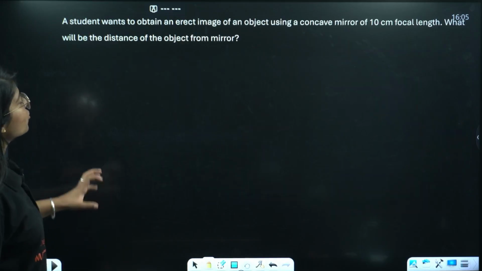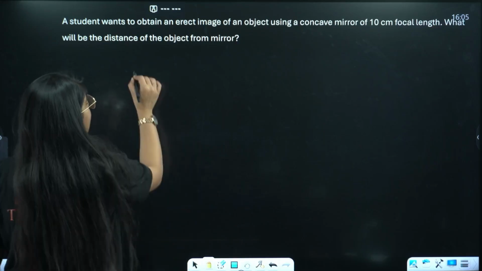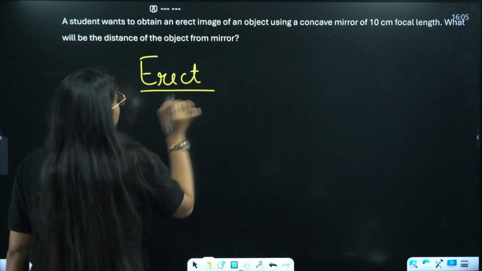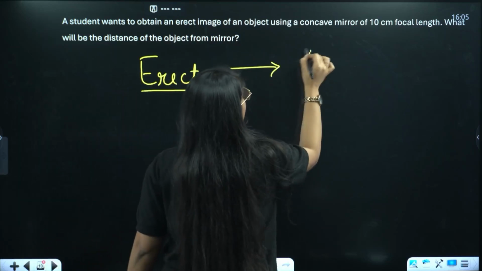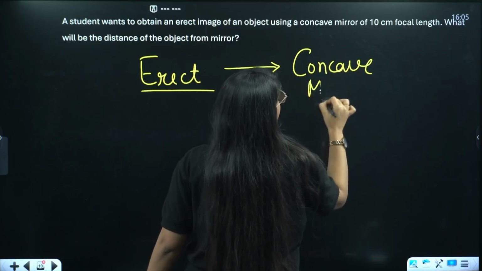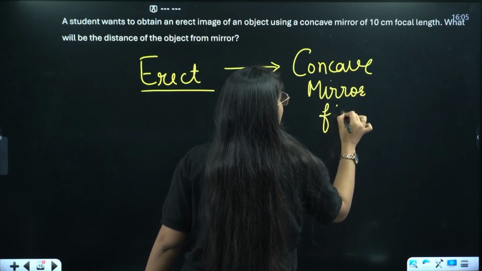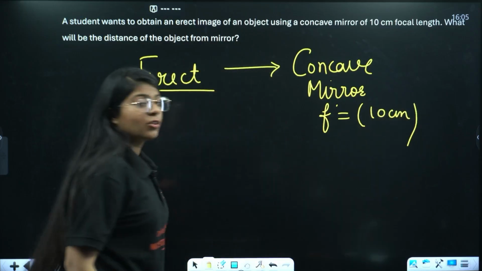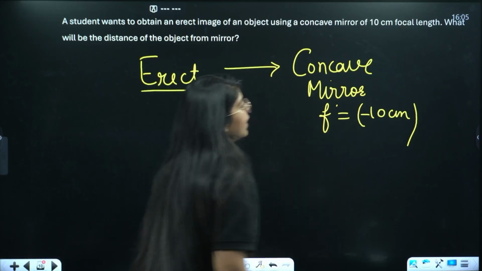A student wants to obtain an erect image of an object. We want an erect image. Correct? Using a concave mirror. Now he has to use a concave mirror, right? Of focal length 10 centimeter, and we know the focal length of a concave mirror is always negative.